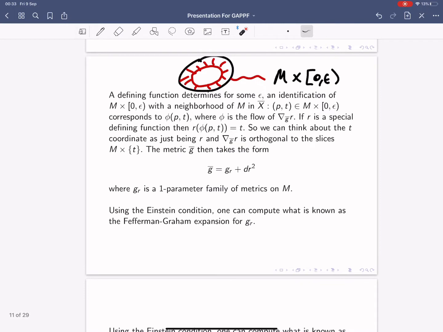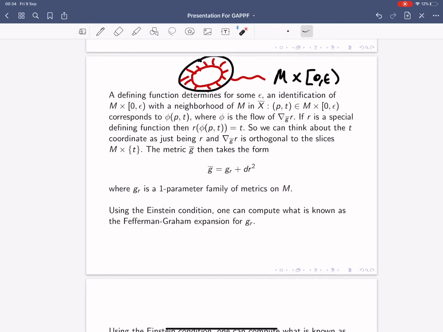So, with respect to this decomposition, we can decompose the metric in terms of R and the coordinates that are perpendicular to R, if we have a special defining function. And then the metric takes this form in those coordinates. G bar will be GR plus DR squared, where GR is a one parameter family of metrics on M.